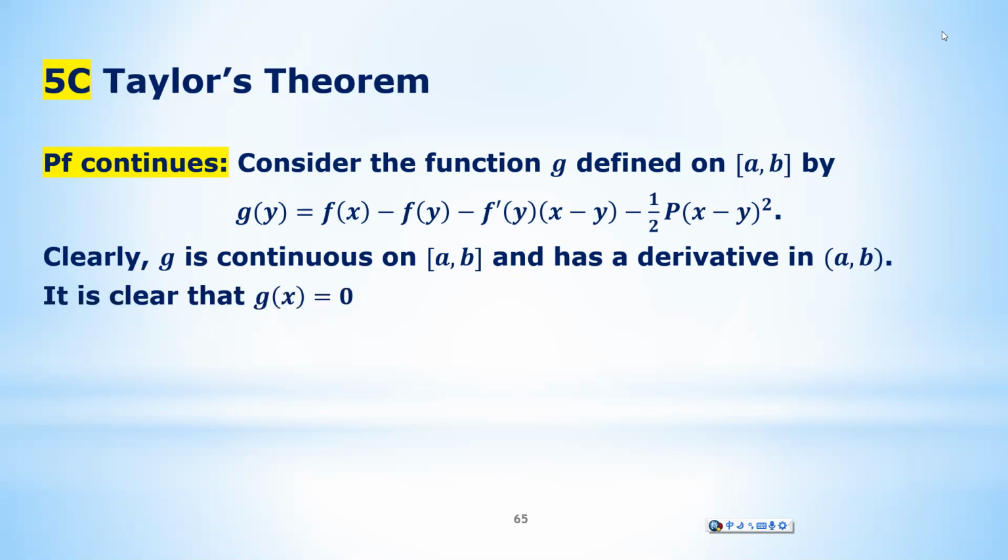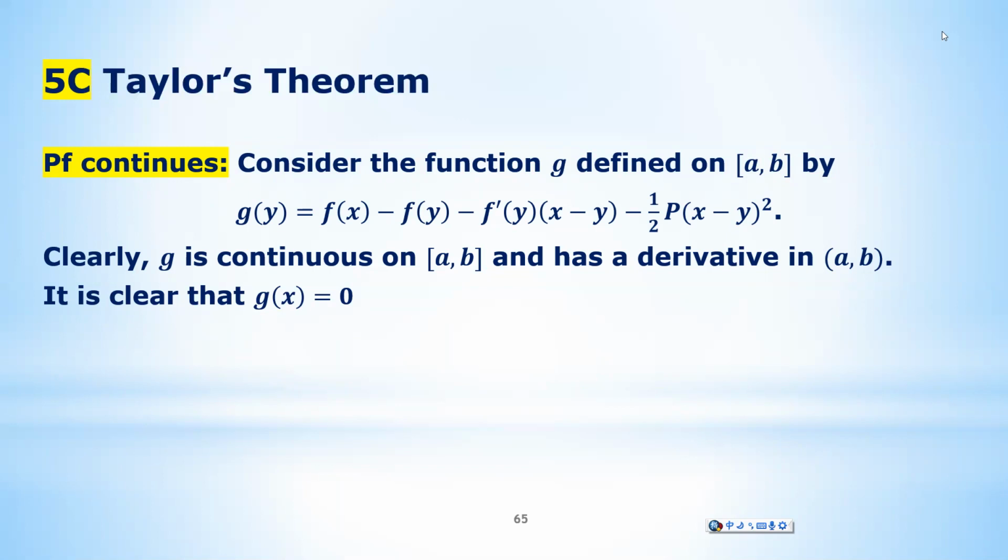Now first you can see that g(x) equals 0. This is clear because if you replace y by x, the right side becomes f(x) minus f(x), which cancels. The third term is f prime(x) times (x minus x), also canceled, equals 0. And the last term also equals 0. So g(x) always equals 0.